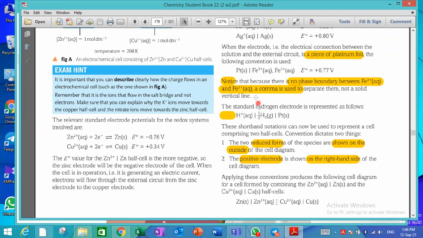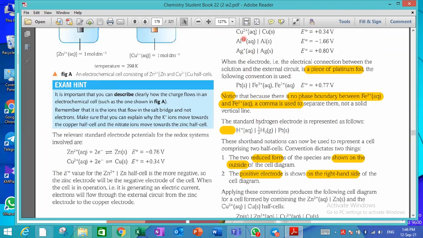Okay, so in all the above equations, we will see that the reduced forms are shown on the outside of the cell diagram, and the positive electrode is shown on the right-hand side of the cell diagram.